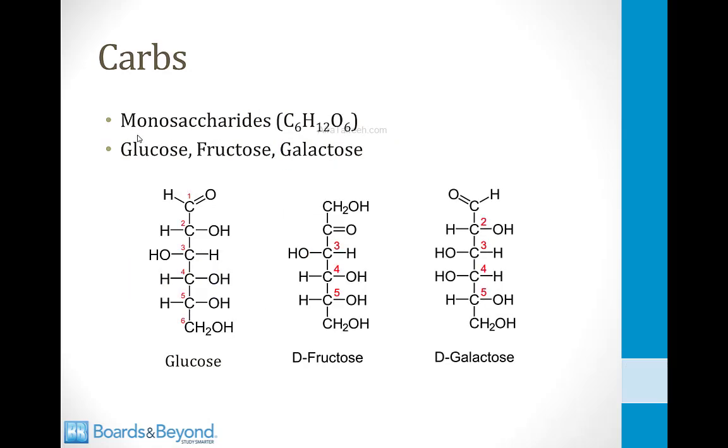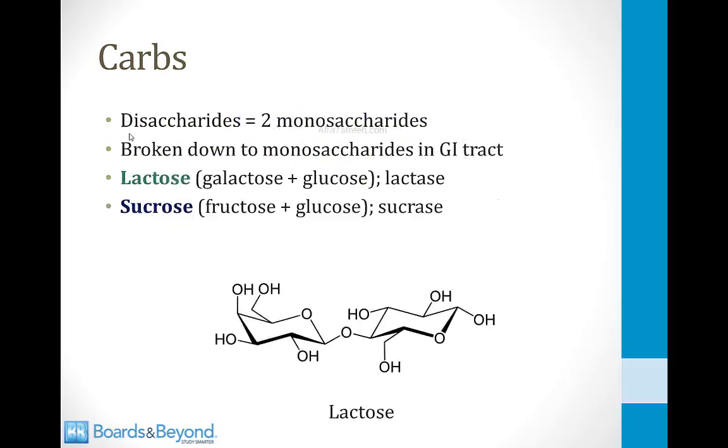The simplest carbohydrates are called monosaccharides, and there are three of them that are important for biochemistry: glucose, fructose, and galactose. All three of these monosaccharides have the same chemical formula, C6H12O6. What's different from one monosaccharide to the other is the spatial orientation of the molecules around each of the 6 carbons. So glucose, fructose, and galactose are all isomers of one another. They have the same chemical structure but different spatial orientation.